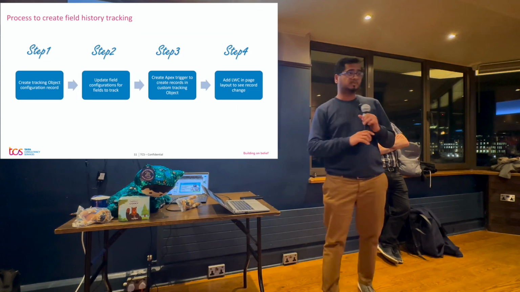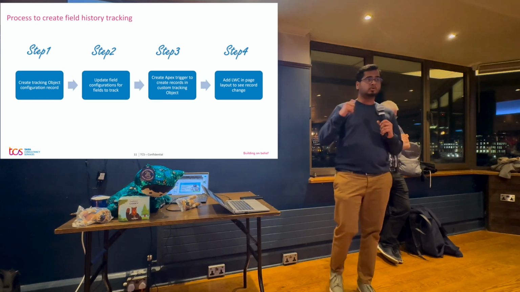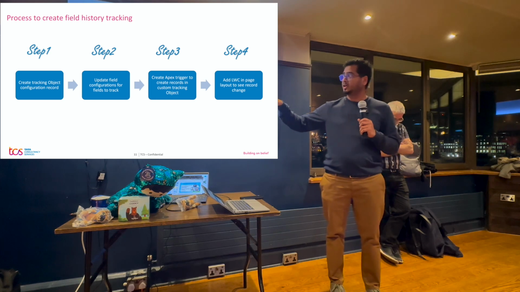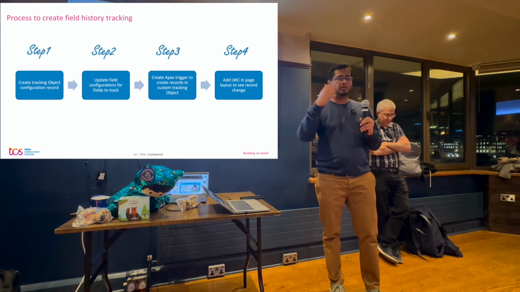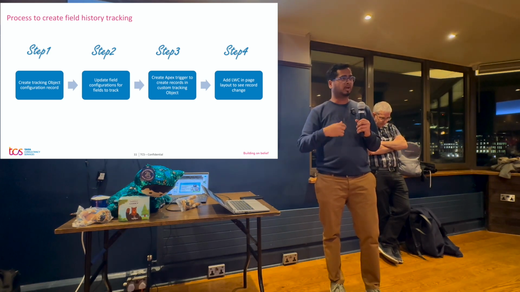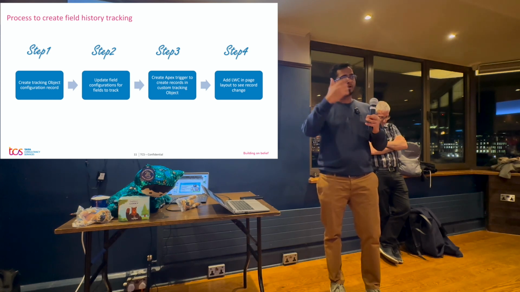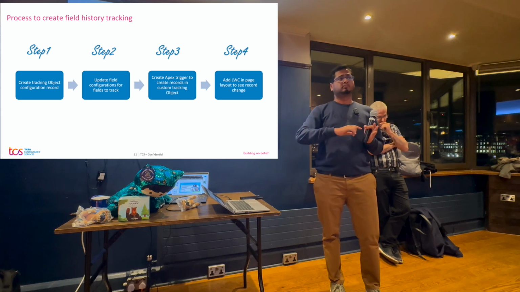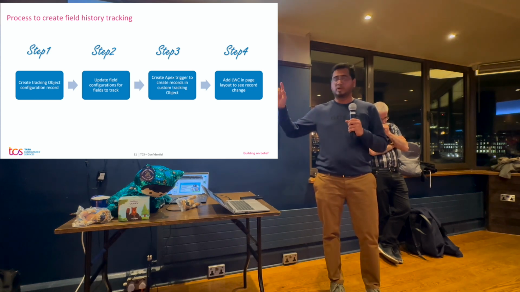There are 4 steps you need to follow when you do the setup. The first step is you need to create a tracking object configuration record. So for each object, you just need to create that configuration once. So let's say you're doing it for lead, you need to create that tracking information once. That's it, done.